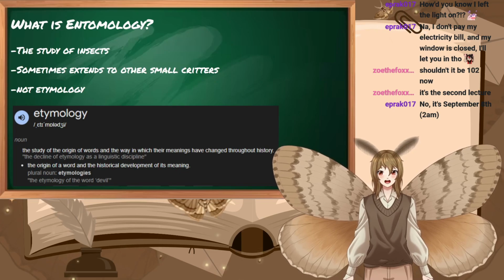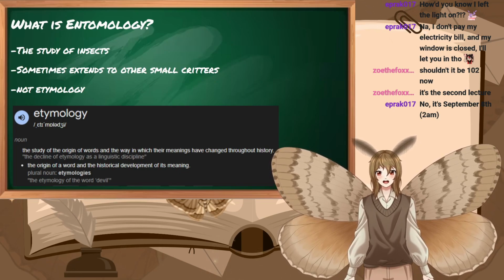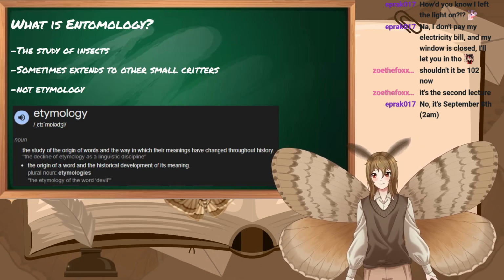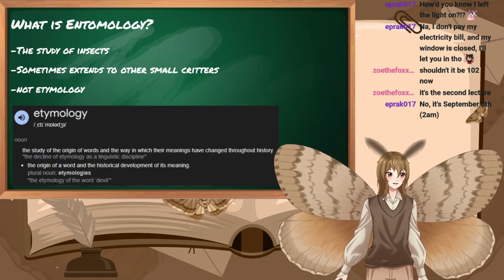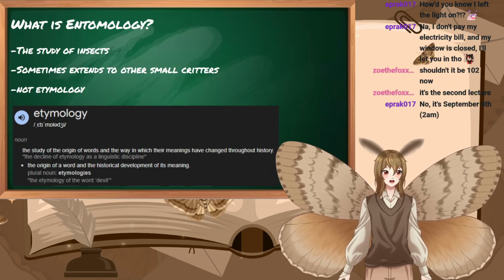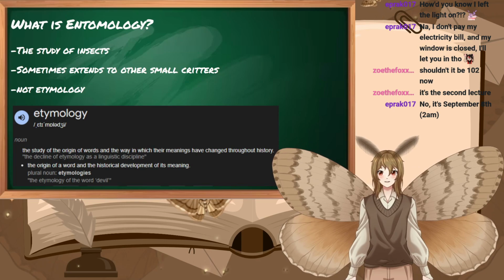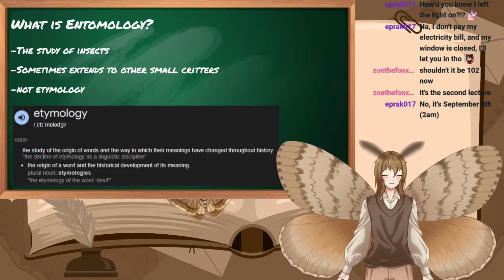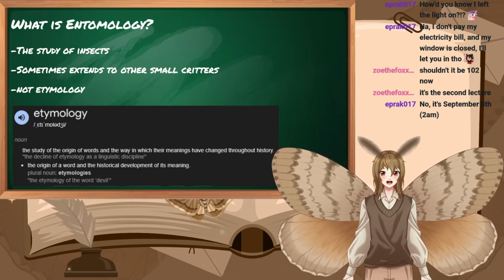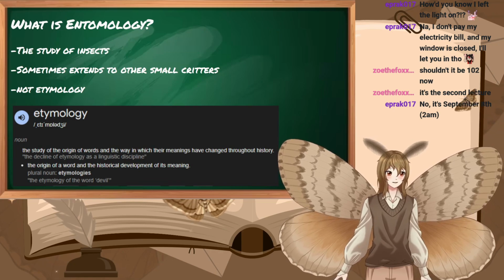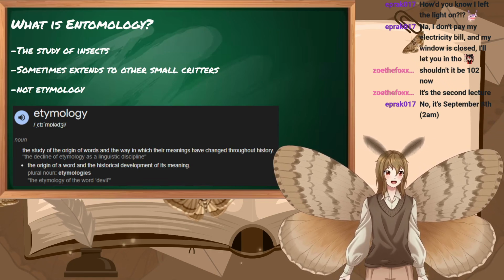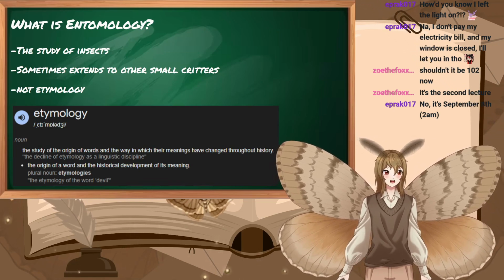Etymology is the study of the origin of words and the way in which their meanings have changed throughout history. So the etymology of entomology would be that it's the study of insects. It hasn't changed a lot, but what we consider an insect and what we consider an arthropod has changed a bit.